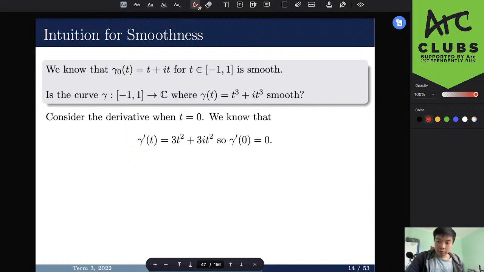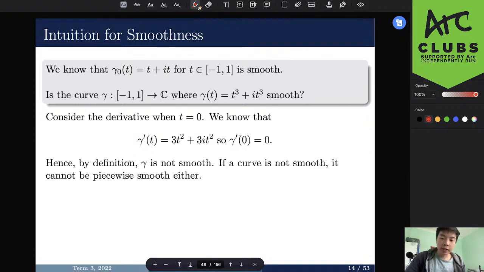So, first let's just take the derivative and see where it's equal to 0, because obviously the most foolproof way to find out whether something is smooth or not is just to use the definition. So, we know that when t is equal to 0, the derivative is equal to 0 as well, and if the derivative is equal to 0 at any point, gamma is no longer smooth. So something to note is that if a curve is not smooth, it's not piecewise smooth either.